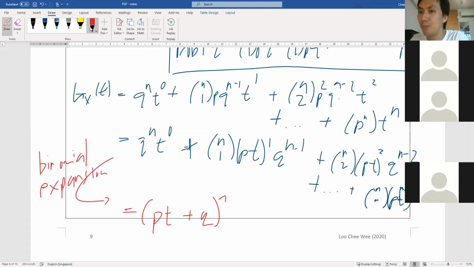Okay, from the bottom to the top is actually binomial. From here to here is binomial expansion. From here to here is actually binomial factorization. But I don't want to confuse you with more work right now.